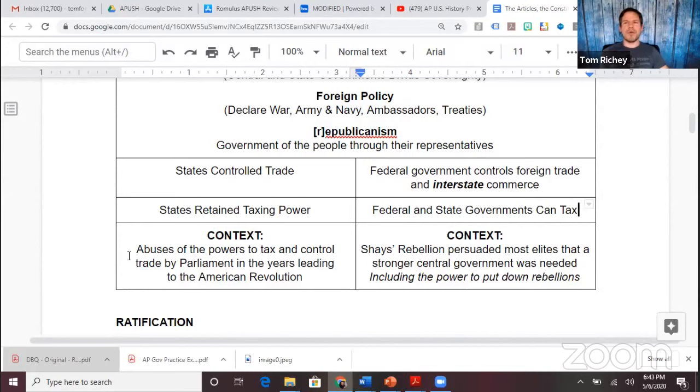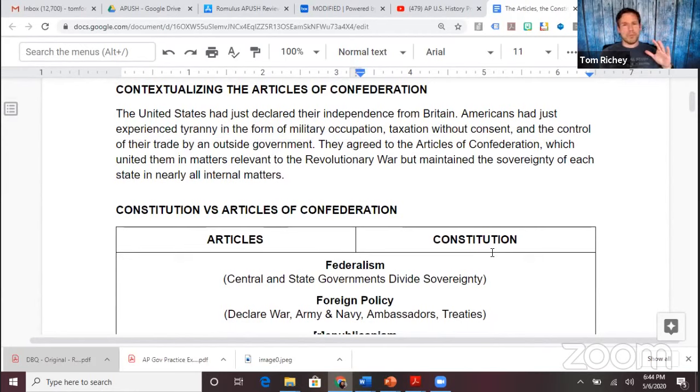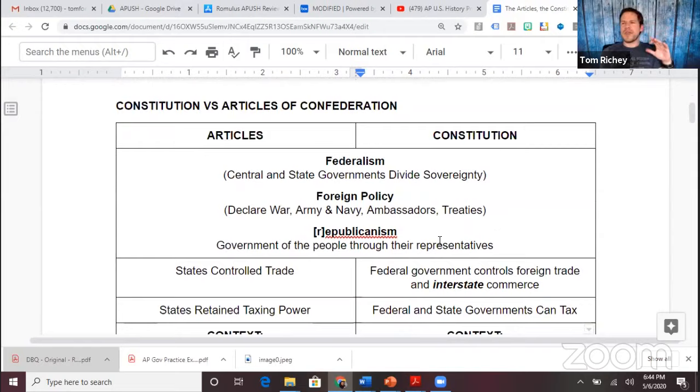Now remember, the context here for the Articles was the abuses of power and control of trade by Parliament. Now the context for the U.S. Constitution was that Shays' Rebellion has persuaded a lot of elites that a stronger central government was necessary. So the Articles of Confederation served their purpose because the United States did win the war. But after the war, the economy was in shambles. With Shays' Rebellion, the United States was not respected by other powers. And so this is something that we see in terms of building context for the Constitution.